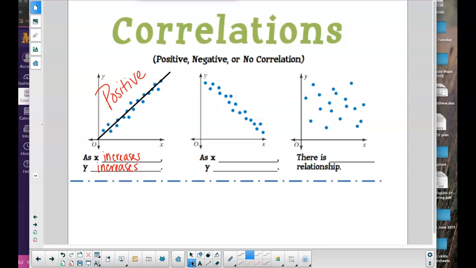The second graph, you will notice that it seems to be going down. That means as x increases, y decreases. We would call that a negative correlation.